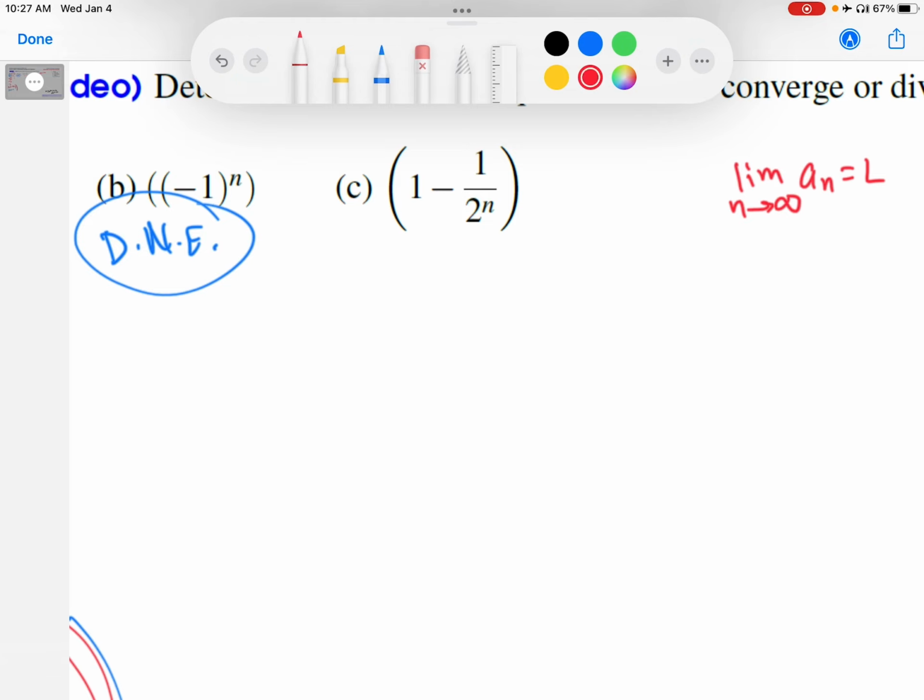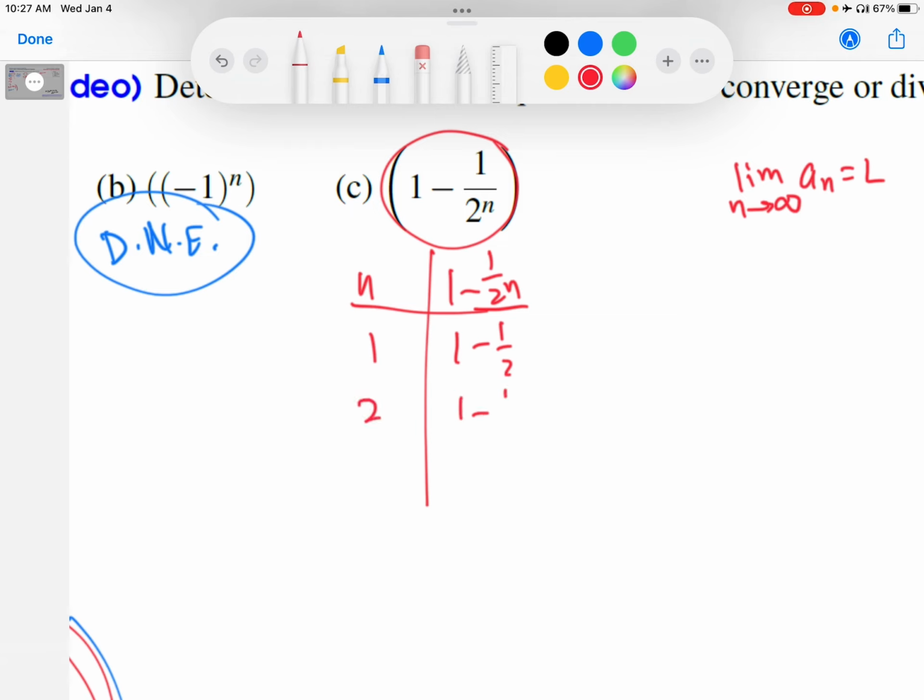In this particular case, the function that's given to us already looks like we have some sense of what's going to happen. I'll give you a fourth way. You might even want to create a table. So that's another option. What if n equals 1? 1 minus a half. What if n equals 2? 1 minus a quarter. n equals 3, 1 minus an eighth. n equals 4, 1 minus a 16th. So notice we're always subtracting a smaller and smaller number from 1.